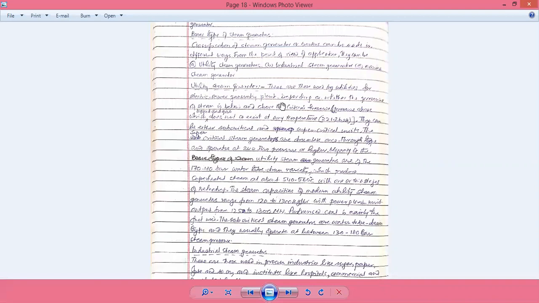Yesterday I told you that steam generators or boilers can have some classification according to their method of use. What is that? Some of them are known as utility steam boilers or steam generators. Some are industrial steam generators and some are marine steam generators.